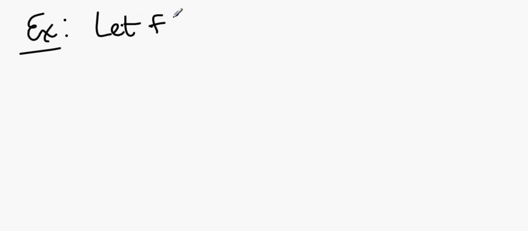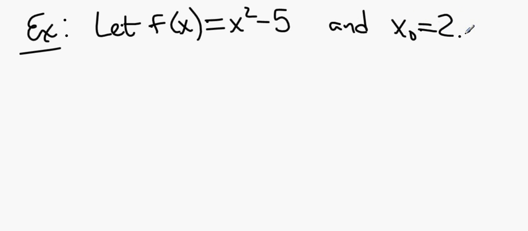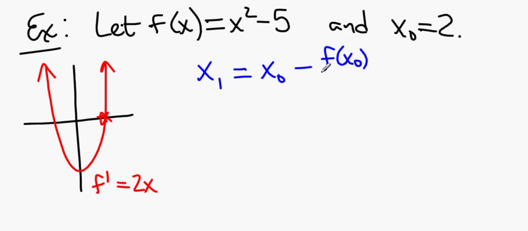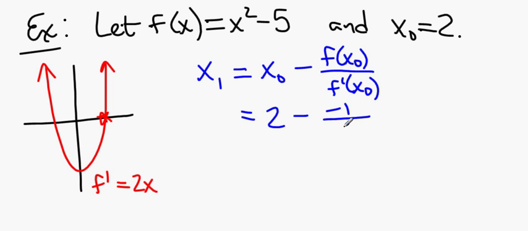Let's let f of x be x squared minus 5, and let's let x sub 0 be 2. In other words, I have this parabola. It has a root. That root is at the square root of 5. F prime happens to be 2x. And I have a decent initial approximation. So the first x value that comes through this process is x0 minus f of x0 over f prime of x0. So that's 2 minus f of 2, that's negative 1, over f prime of x0, that's 2 times x0, that's 2 times 2, that's 4.